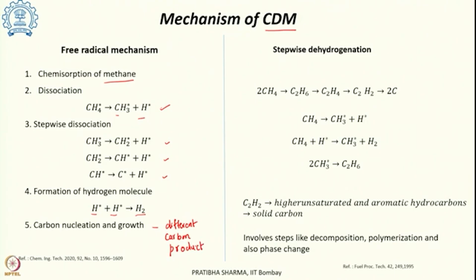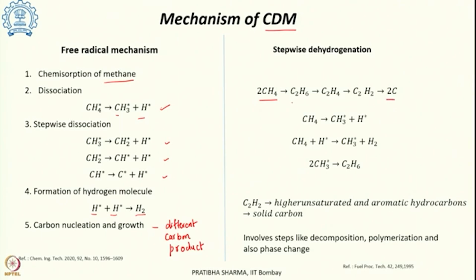used, how much is the conversion, what is the activity. So that carbon product is finally formed. There is another mechanism which is being proposed for the catalytic decomposition of methane. Herein the methane undergoes a sequence of steps to finally form solid carbon.